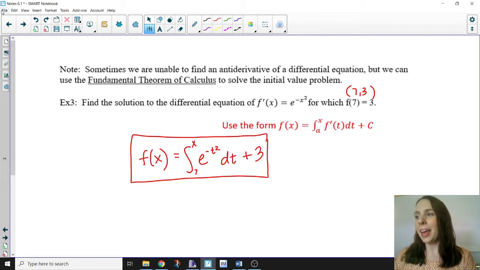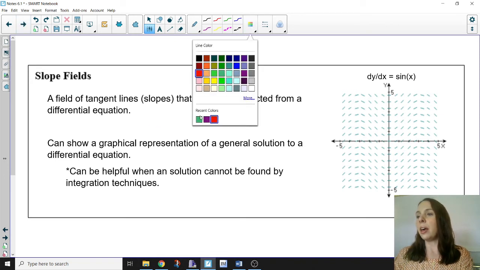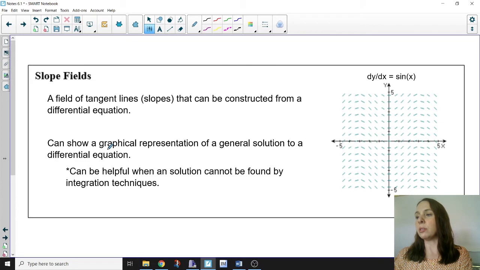So that leads us to something that's very exciting, slope fields. Okay, so what we need to talk about now is how you can take a differential equation and create something called a slope field from that equation. Okay, and what that can do is it can show a graphical representation of your general solution. Okay, and it can be helpful for when a solution cannot be found by integration techniques.